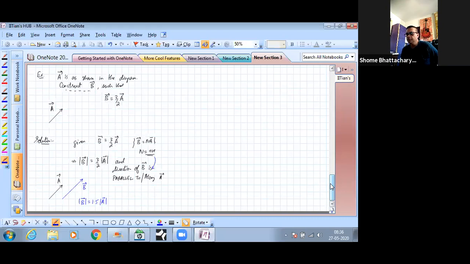So this is the complete solution of that example. Okay, hope this is clear. Now next we'll see what happens if n is a negative quantity.